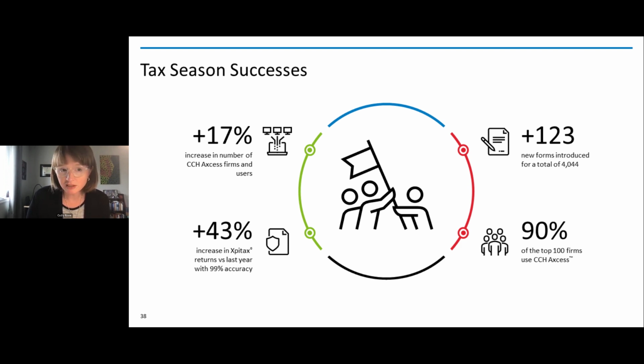We've been able to deliver our tax forms to you. We've seen an increase there. We've delivered more than 4,000. And to just build on the 17% increase in users, 90% of the top 100 firms use CCH Axcess.